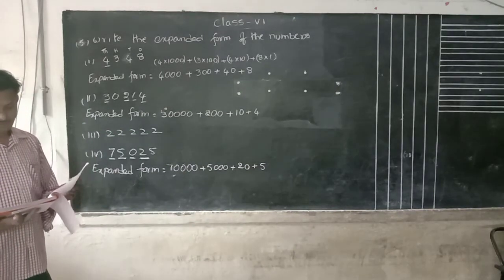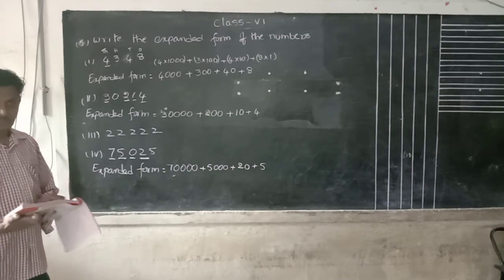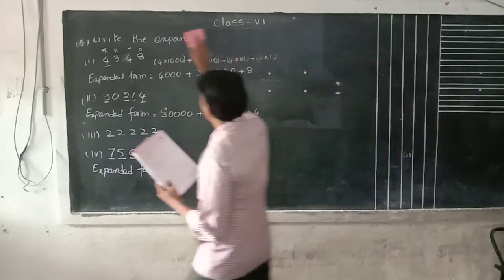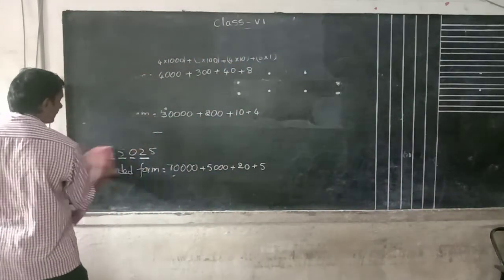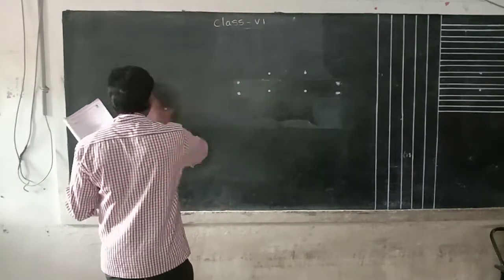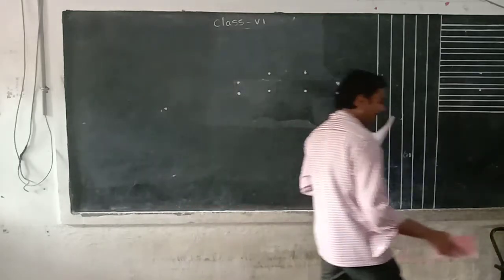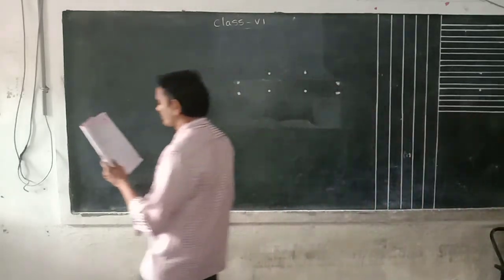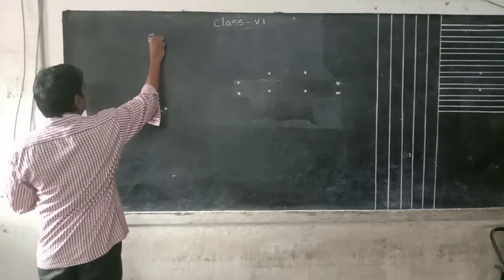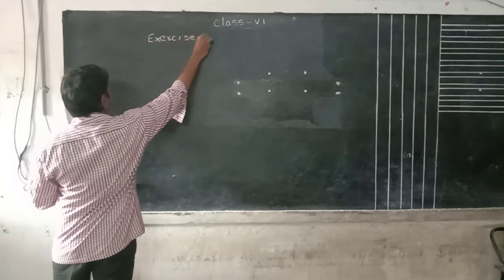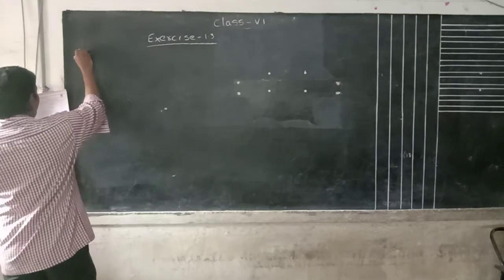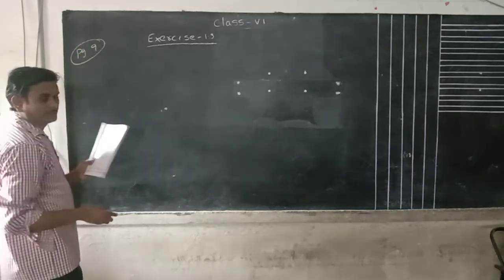Now we have to take Exercise 1.3. If you want to complete Exercise 1.3, you should know the place values of a number. You should know the Indian system. Already, when starting the class, we told that one. What is that Indian system? Exercise 1.3, page number 9.